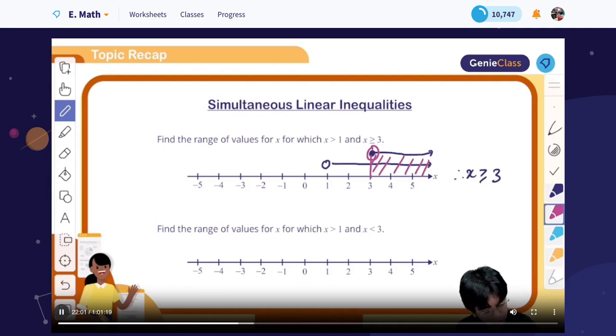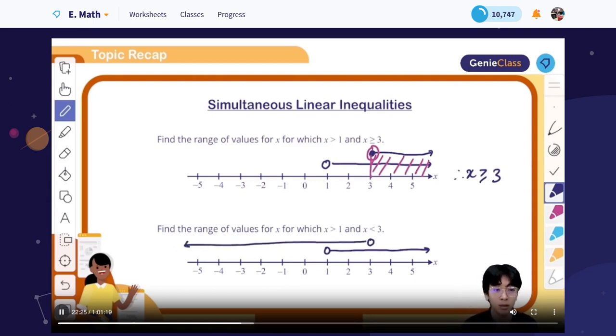Now, what happens if you want to find the range of values for which x is more than 1 and x is less than 3? So x more than 1 is a white circle, more than. Draw your arrow all the way. And for x less than 3, strict inequality, so white circle and all the way. Okay, so now shade the shared region, and you can see that the two ends of the region are white circles, right? So you have strict inequalities. x is between 1 and 3.